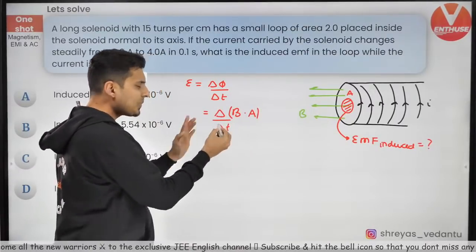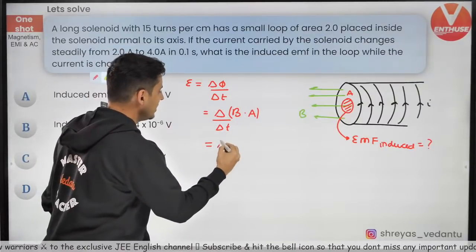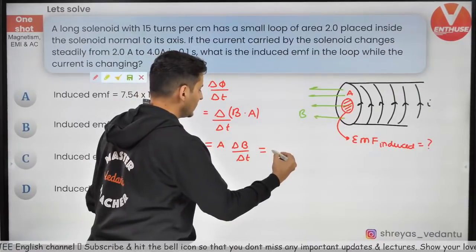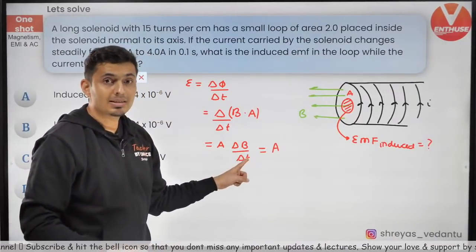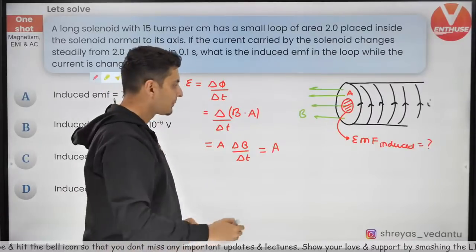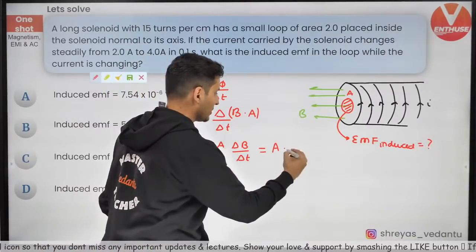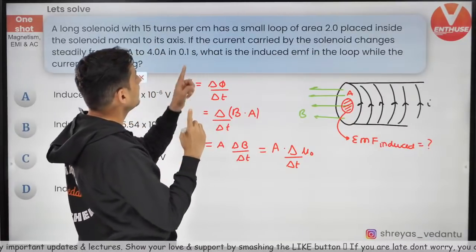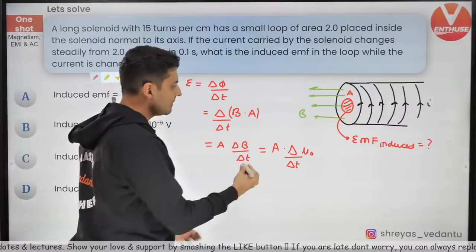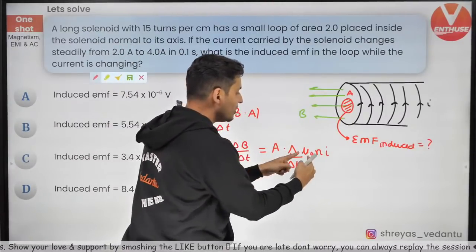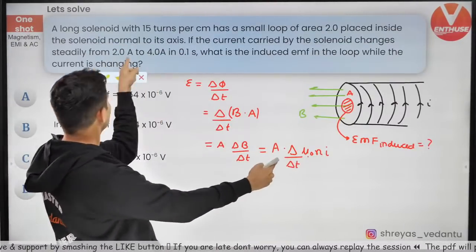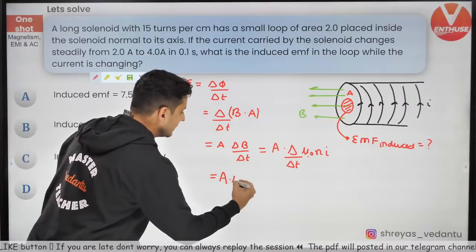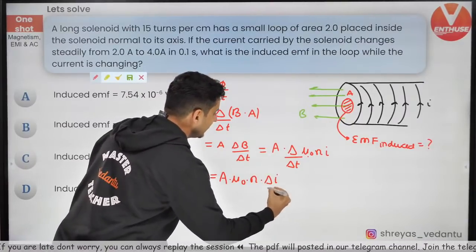Correct? Flux is field into area, but area is not changing, field is changing, so bring that area outside. In derivatives, the constants always come outside, so it will become area into delta B by delta t. Now B is the field due to the solenoid. What is the formula? Mu naught n i. So this will become del by del t of mu naught n i. N is turns per unit length, which is already given as 15 turns per centimeter. Mu naught is a constant, n is a constant, I is not a constant. So leave that inside, bring the other things outside. So area into mu naught into n into delta I by delta t.